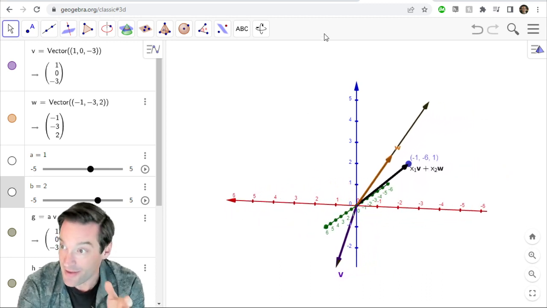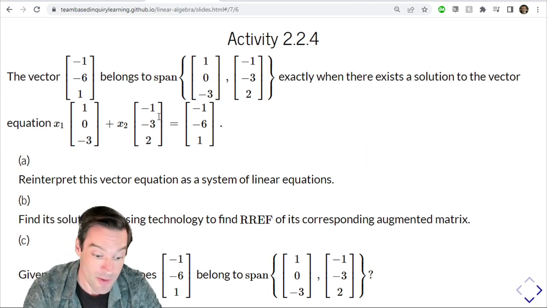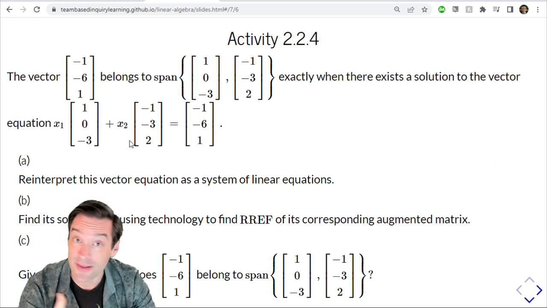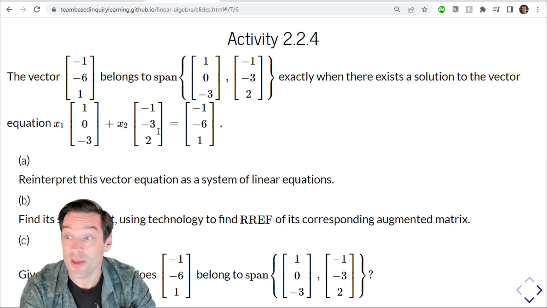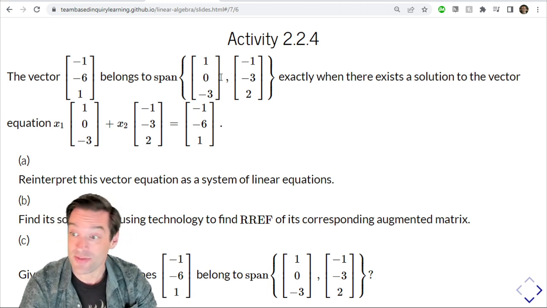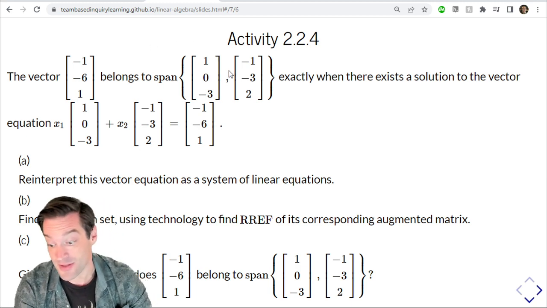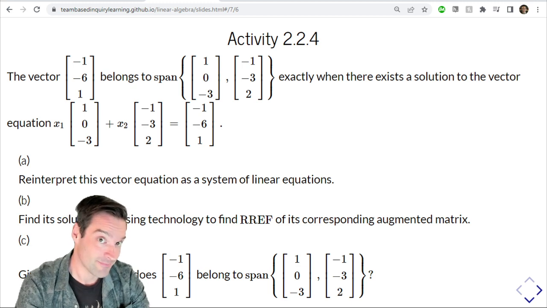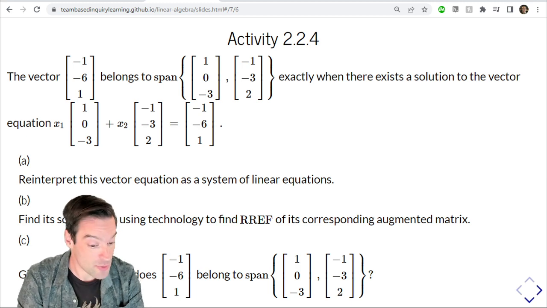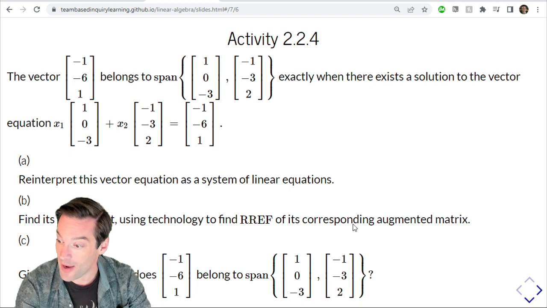And if it is possible to do that, then this vector equation up here must have a solution, right? There must be an x1 and an x2. There must be a linear combination of these two vectors that produce the third vector. And if it's consistent, if there's a solution, that means that this vector must belong to the span. But if there's no solution, that means that this vector does not belong to the span. So that activity is the goal to get to today. That if you get to 2.2.4 and really feel like you understand it, then you are in great shape as we wrap up today's material.